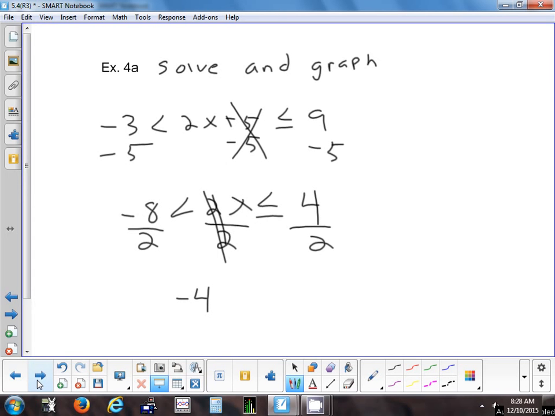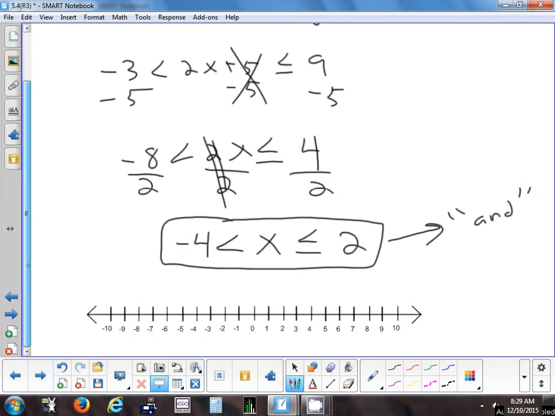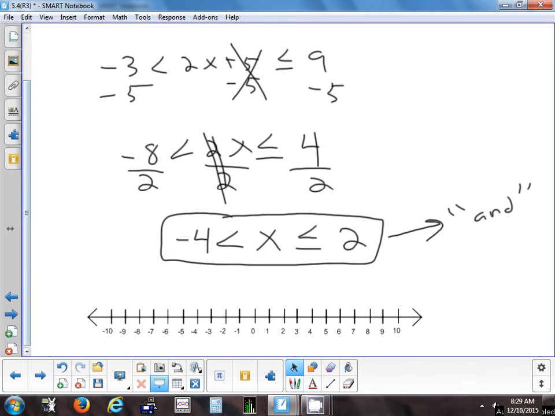You got to do less than. Yep. Less than. What's in the middle? X. Yeah, x is in the middle. Less than or equal to 2. So this is our final answer. There's no word written here. Is this an and or an or? It's an and.